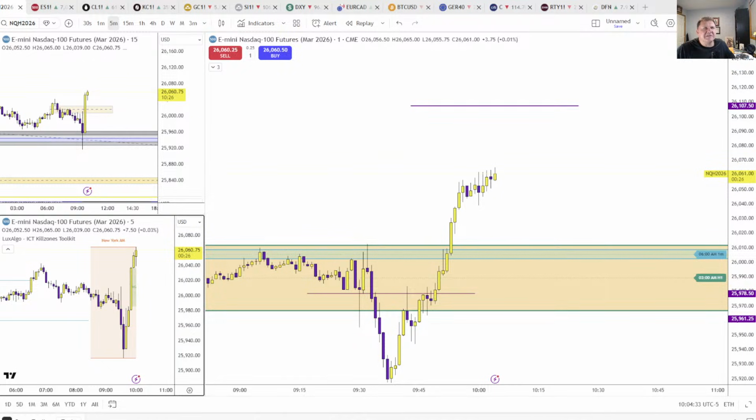Midnight Open is next to the first presentation for value gap, but we probably won't get there.